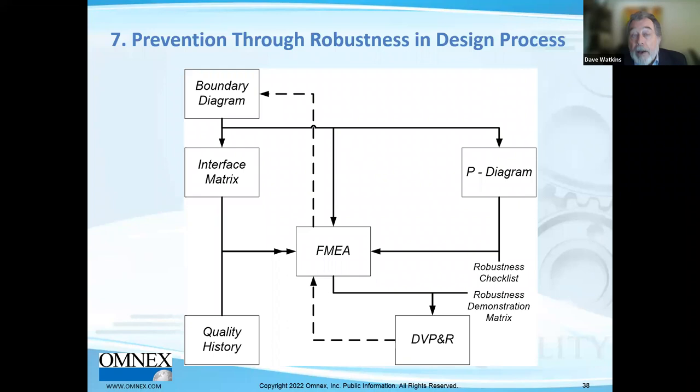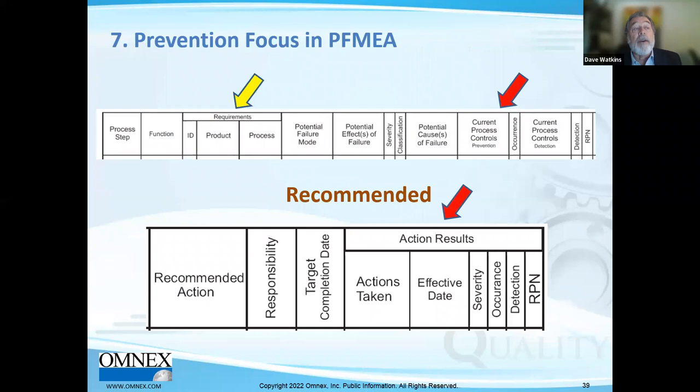In a process FMEA, we do it first by ensuring that the product characteristics are incorporated in the FMEA, but then we significantly focus on prevention controls and actions to reduce the risk of failing to achieve those requirements. So the whole point of doing a PFMEA, frankly, is to understand causation, because only by understanding what causes something can we prevent it from happening.